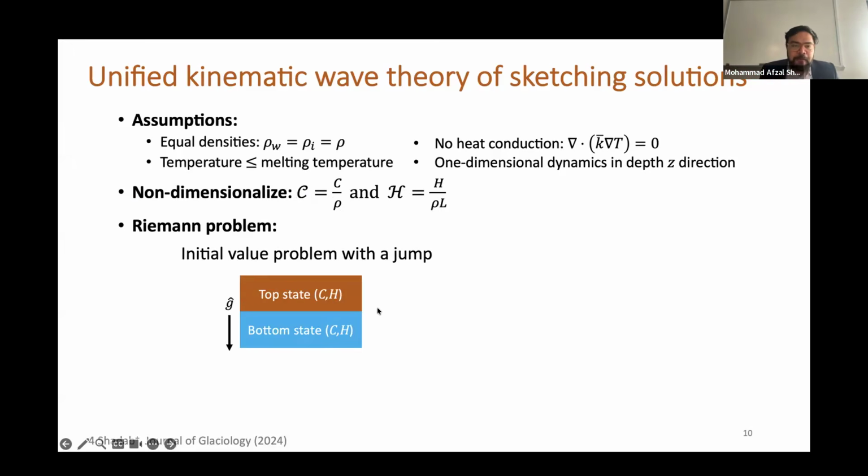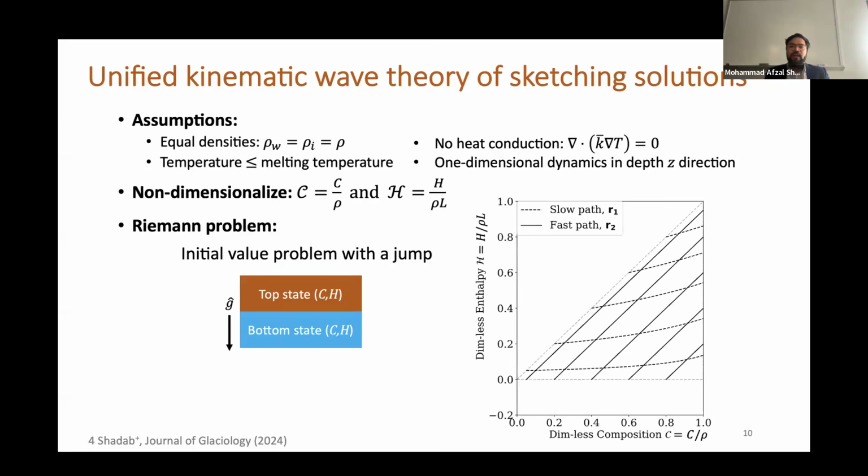We call that top and bottom state. And for these simple problems, the system evolves due to movement of some waves. We use this technique from applied mathematics called method of characteristics, where we have developed this diagram. We call that the hodograph plane, where on the x-axis, again, you have composition, the y-axis is enthalpy, and you see these different kinds of lines. I think of them as roads. So the slow path here is the lines of constant flux, or constant meltwater flux, shown here by dashed lines. And the fast path are the lines of constant porosity.